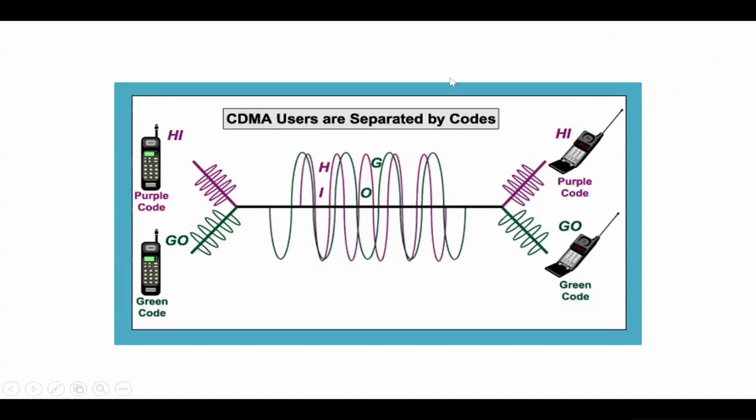So this is an example you can see. I have a particular bandwidth in CDMA, and I'm using that entire bandwidth. So these purple code and green code, for example, if I'm coding it with purple code, as you can see here, I have a purple, here I have a green, both are mixed here. But when it comes to the receiver, I'm going to send it to the respective receiver and I'm going to decode it. So this is how CDMA works.